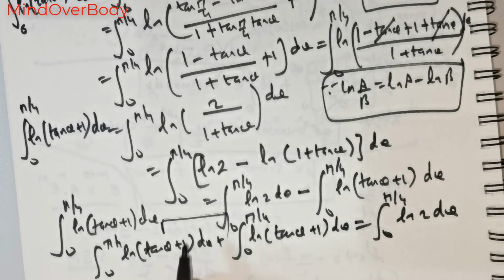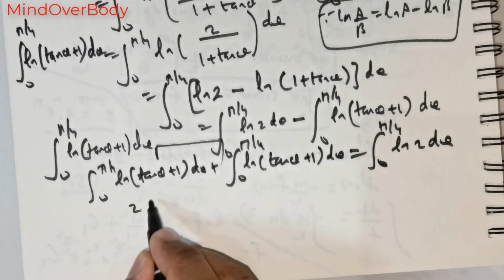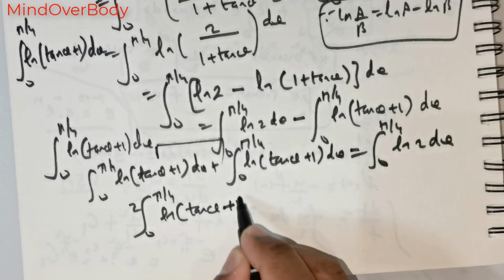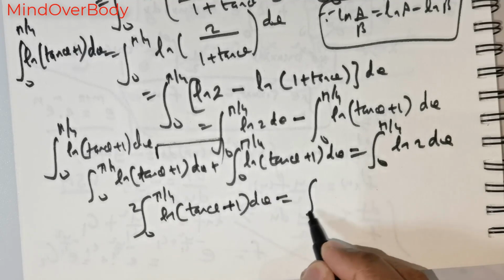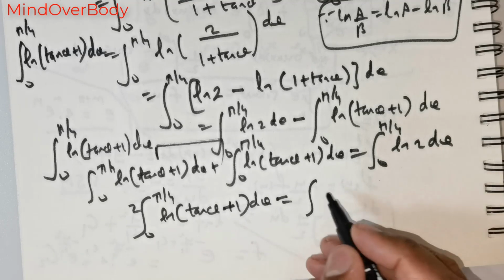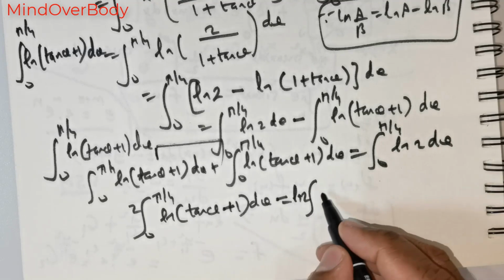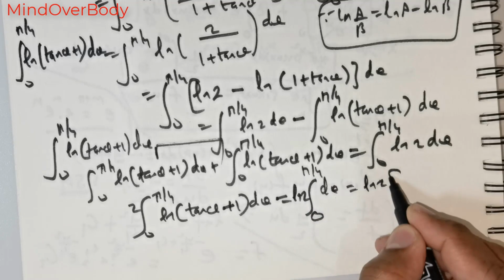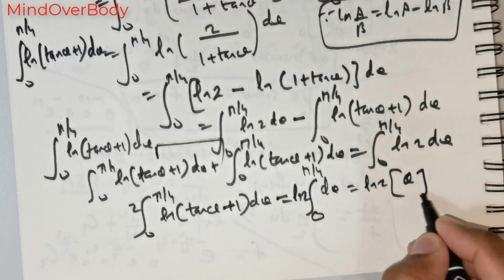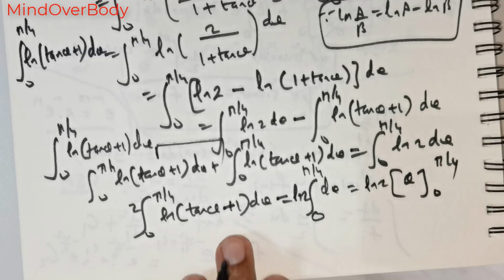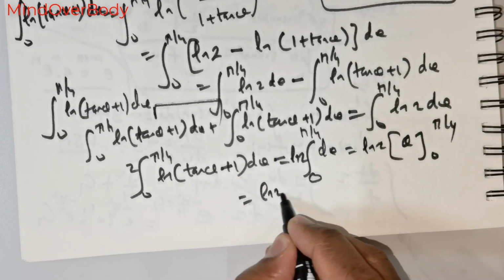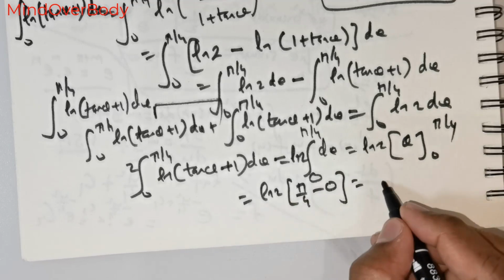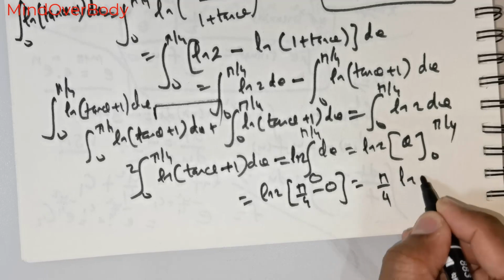Now these two can be added. That gives us 2 times the integral from 0 to pi over 4 of ln of (tan theta + 1) d theta is equal to the integral from 0 to pi over 4 of ln 2. Now I can take ln 2 out, so this is going to be ln 2 times the integral of d theta from 0 to pi over 4. Integrating d theta gives theta, with limits 0 to pi over 4. So you substitute the limits: ln 2 times (pi over 4 minus 0), which is nothing but ln 2 times pi over 4. So I can rewrite this as pi over 4 times ln 2.